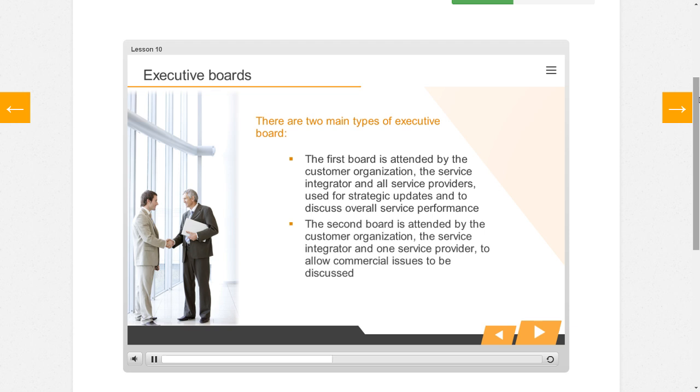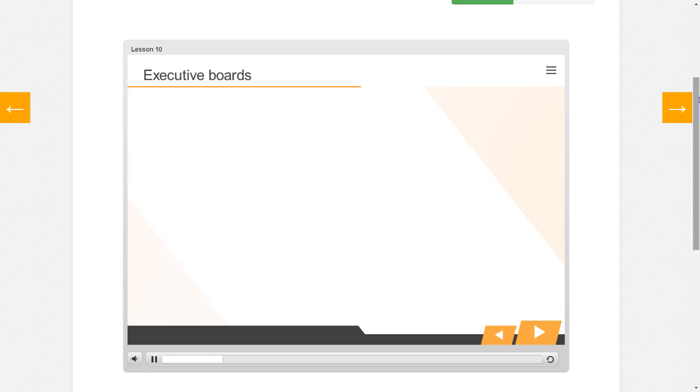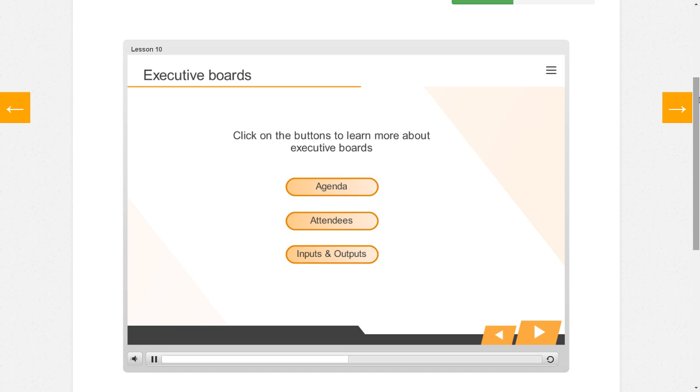The second type of board is attended by the customer organization, the service integrator, and one service provider. This allows a service provider to discuss commercial issues related to strategy and performance in a private environment. These types of boards are available to all service providers. Executive boards will usually be held on a quarterly basis. To learn more about executive boards, click on each of the buttons on the screen.